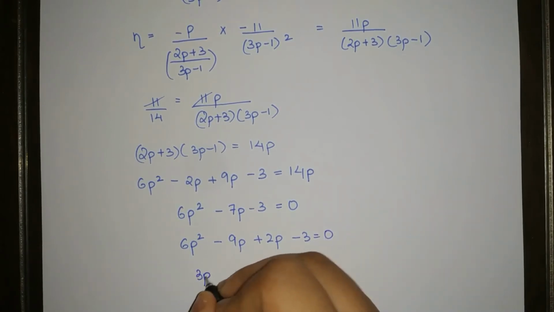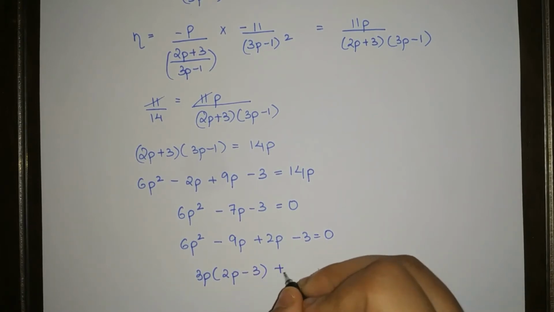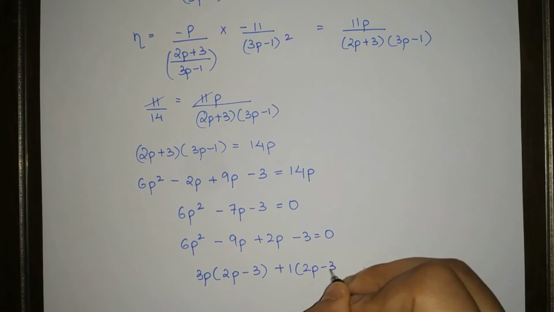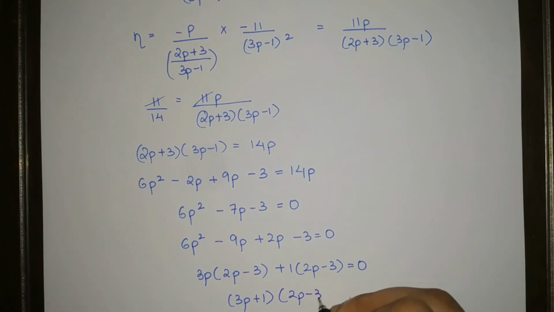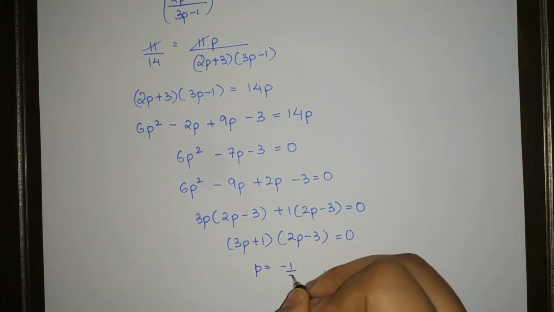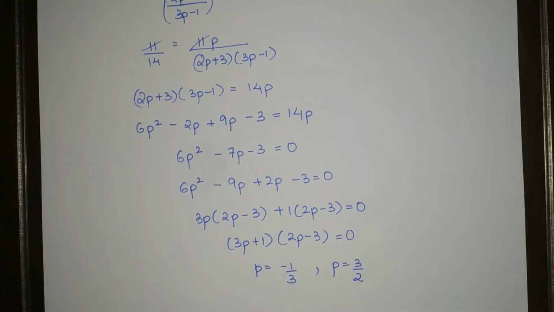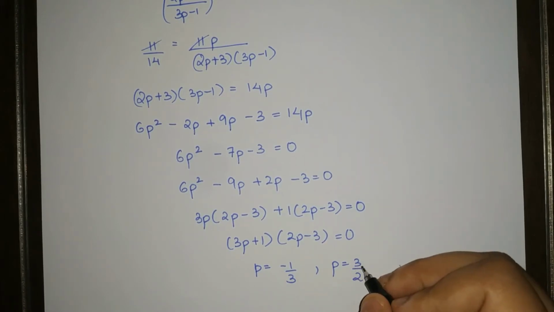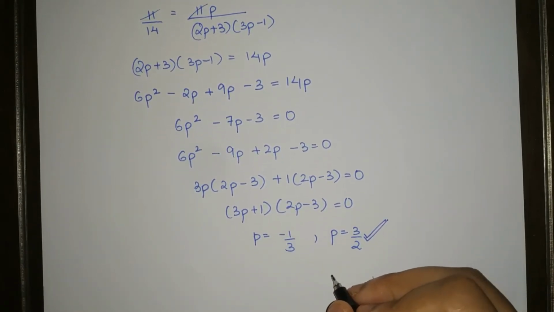यहाँ से 3P कॉमन लेंगे तो we get (2P minus 3) plus 1 (2P minus 3) is equal to 0. Therefore (3P plus 1) into (2P minus 3) is equal to 0. So P can be equal to minus 1 by 3 और P कैन बी इक्वल टू 3/2. हम लोग इसमें से पॉजिटिव वाला चूज करेंगे ना, प्राइस हमेशा पॉजिटिव ही होना चाहिए. सो वी चूज दिस वन एंड देयरफॉर द वैल्यू फॉर P इज इक्वल टू 3/2.